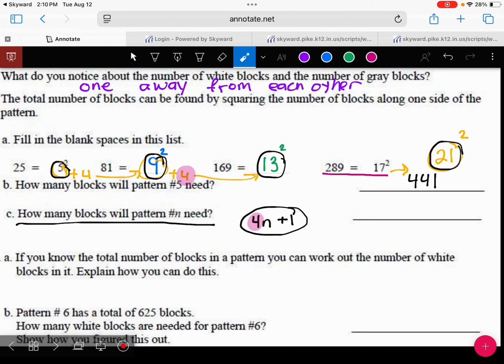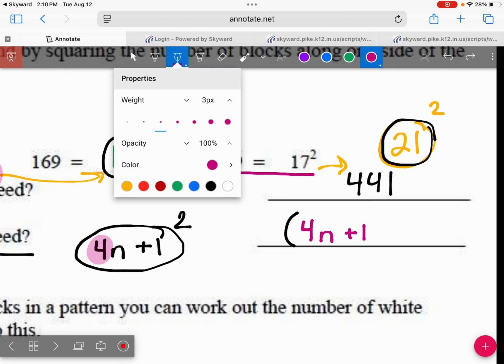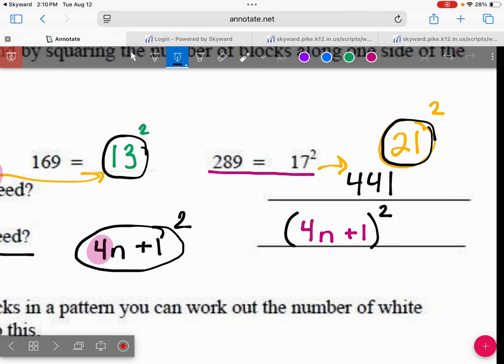So we took our base and we squared it. So what we're going to do is take this base and square it. So if I wanted to find any number at all of tiles, I could take my 4n plus 1 and square it, and that would work for absolutely any number.